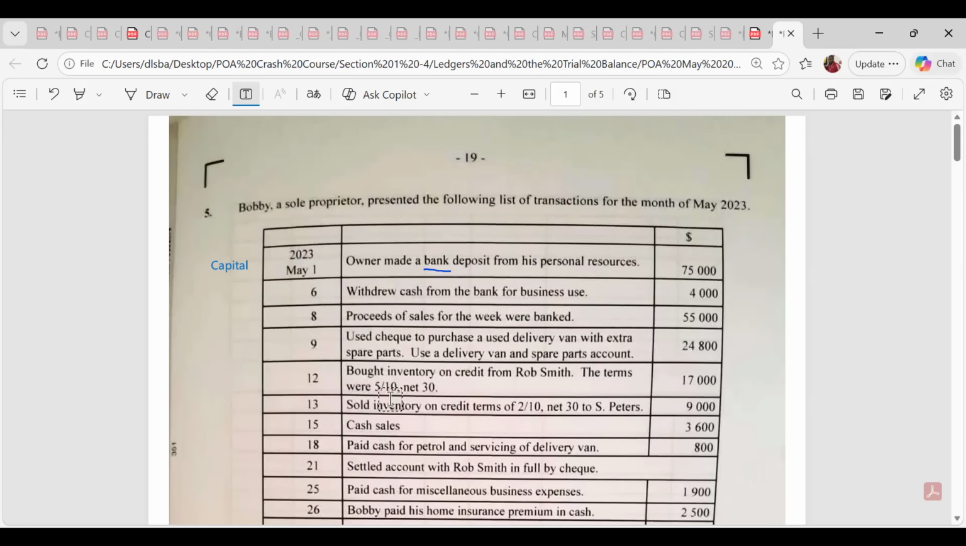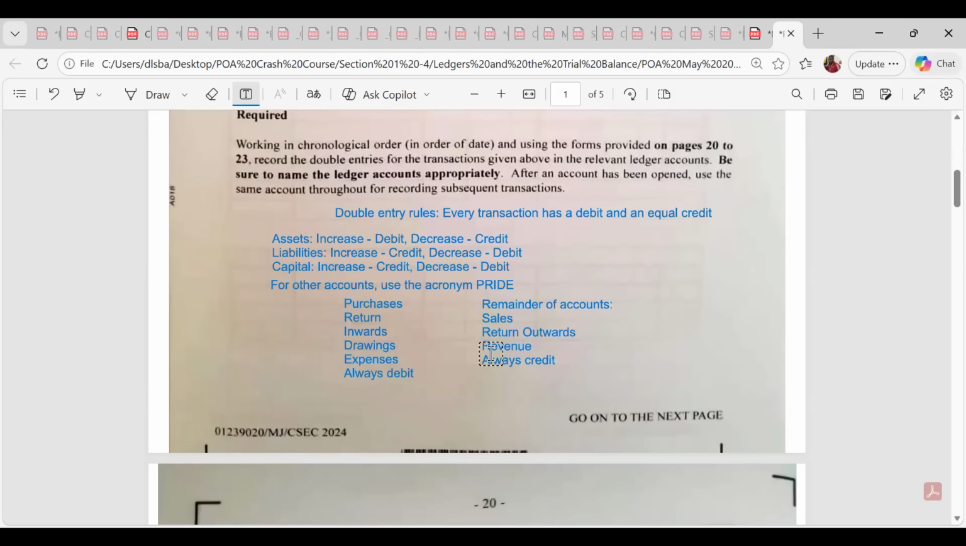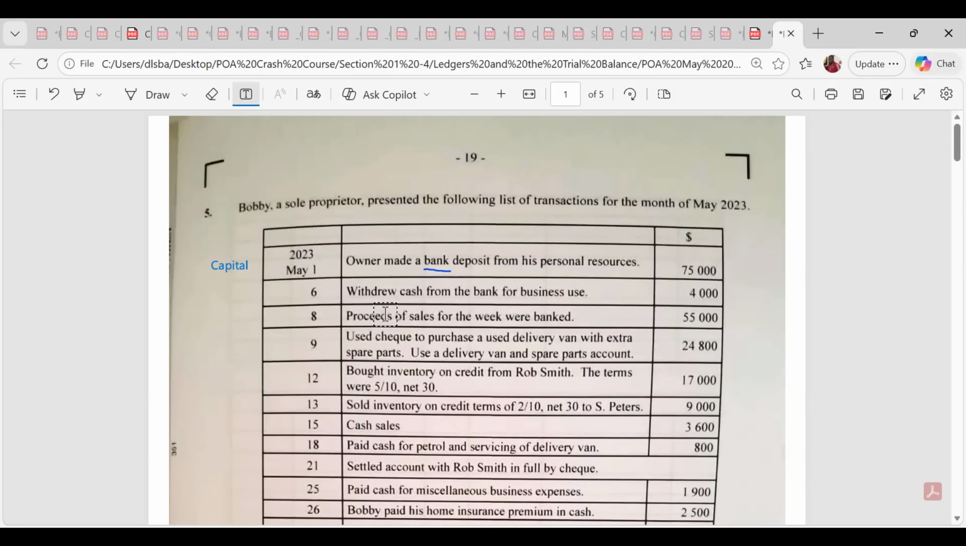Next transaction. Proceeds from sales were banked. Sales is always what? Credit. So we'll credit sales, which means automatically what are we doing to the next account? Debit. Now what's the next account? Bank, right? Well, let's look at the rule. If we sell something, that means we get money, which means our bank increases. And when assets increase, we debit.